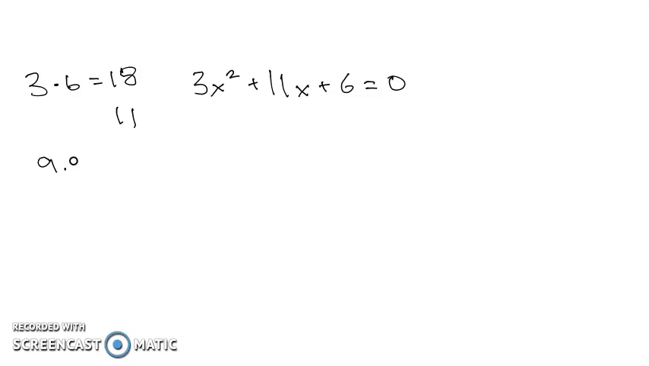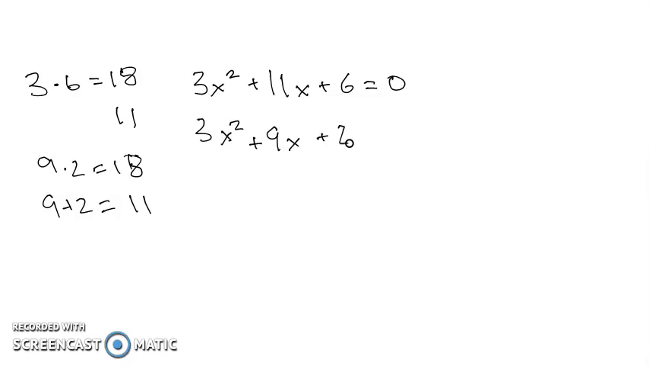3x squared plus 11x plus 6 equals 0. Now we're looking for two factors that multiply to 3 times 6 equals 18 and add to 11. I think of 9 times 2 is equal to 18. 9 plus 2 is equal to 11. So what I do is separate: 3x squared plus 9x plus 2x plus 6 equals 0.